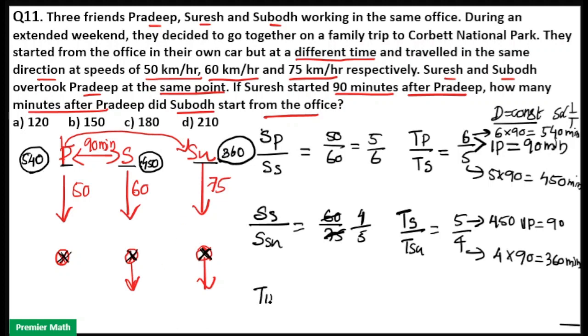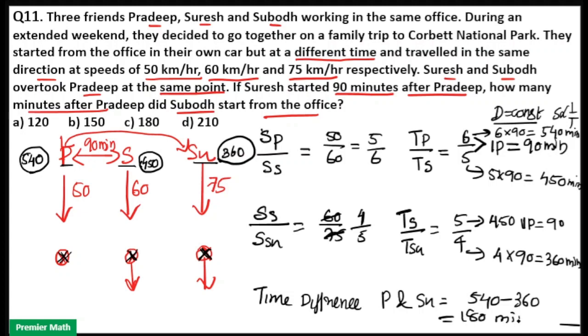Then the time difference between Pradeep and Subodh is equal to 540 minus 360, that is equal to 180 minutes. So option C is your answer.